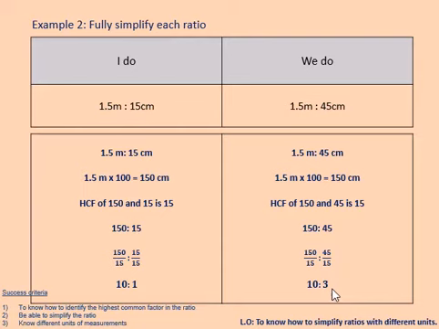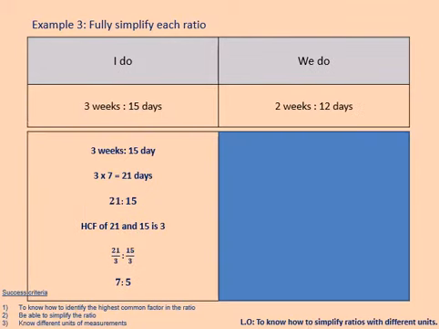Okay, and for the last one, again, we've got a different measurement. We've got weeks and days. Okay, so like I said, what we want to do is get both of these into the same units. And yes, I could convert 15 days into 2 1/7 weeks, but that's going to be really awkward and going to be a really horrible number to work with. I think the easier thing is going to be converting the 3 weeks into days, because then we get a nice round number.